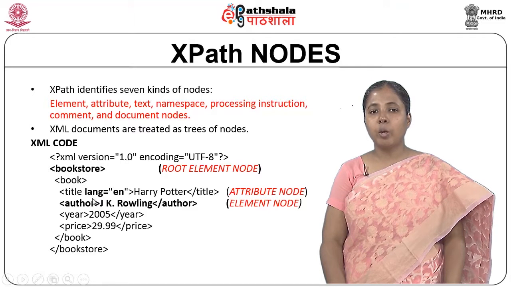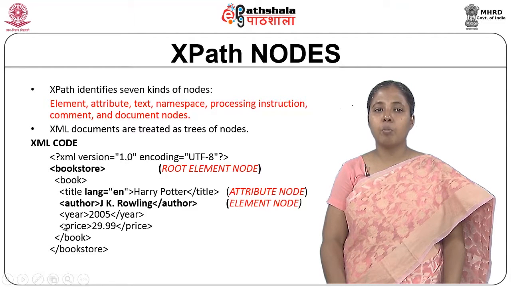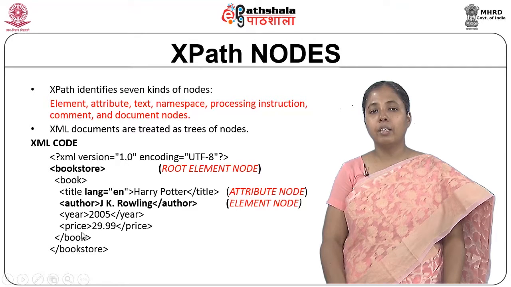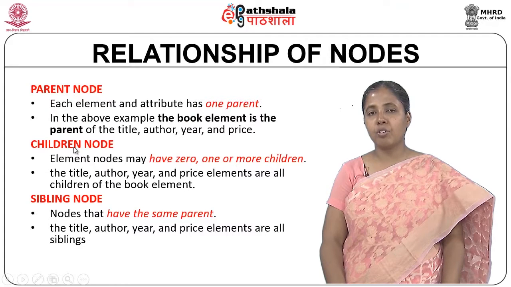Now, we can see language. This is an attribute node, an attribute of the title element node. And author is one of the element nodes given under this book element. When you want to navigate this XML document, we start from the root node, bookstore. Under this bookstore, we have a book element, and under this book element, we have 4 other elements called title, author, year and price.